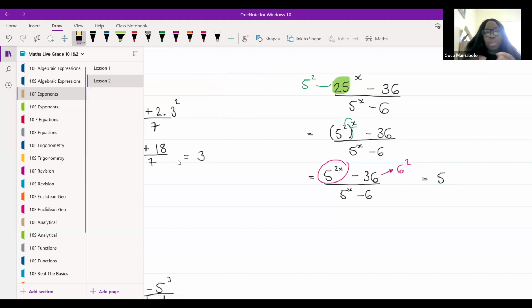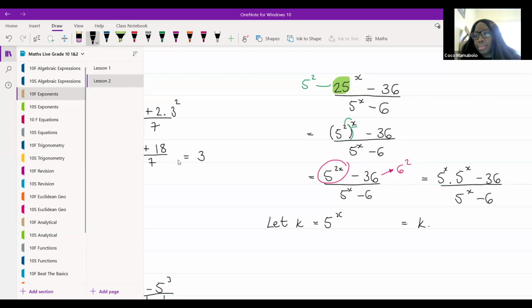So be very careful, guys. When we split 2x, we must split it as x plus x, not 2 plus x. So we must get 5 to the power of x times 5 to the power of x minus 36 over 5 to the power of x minus 6. Then we're going to say, let k equal 5 to the power of x. So that's then going to give me k times k minus 36 over k minus 6.